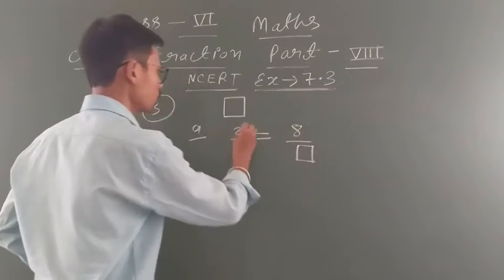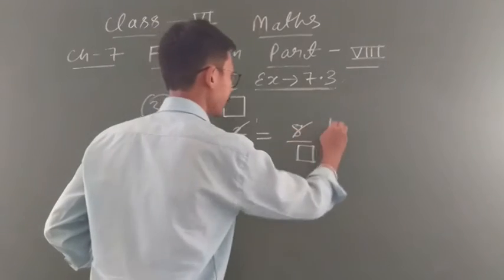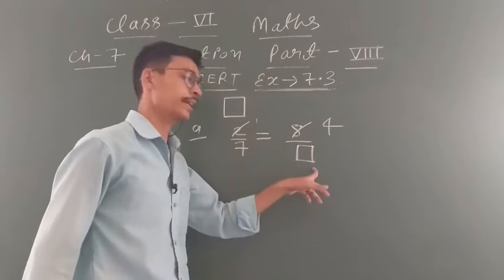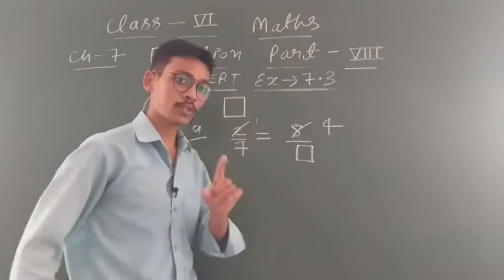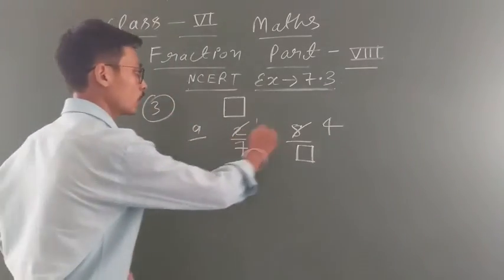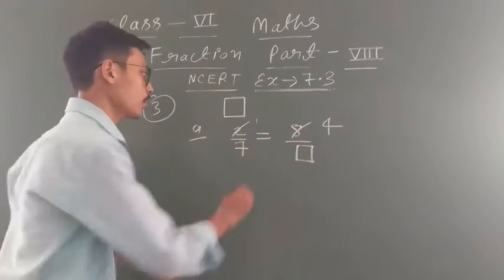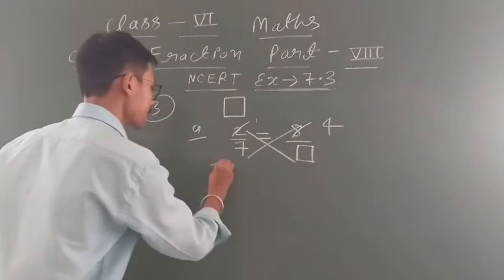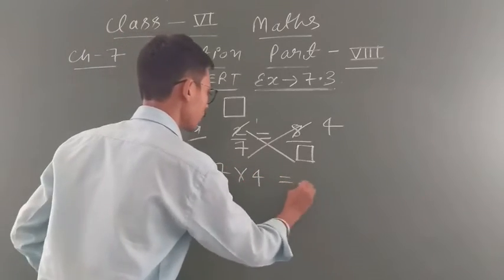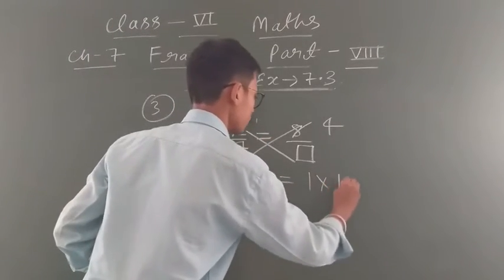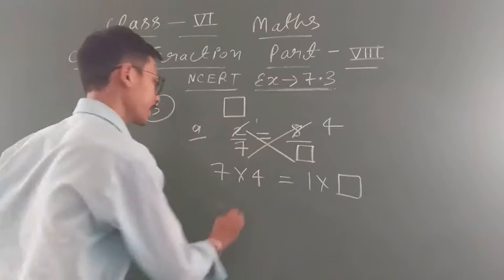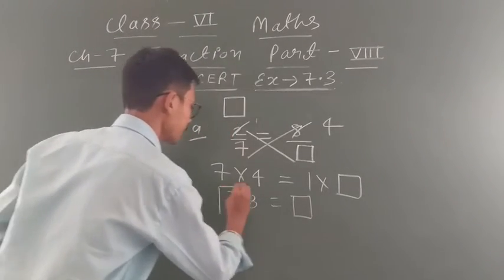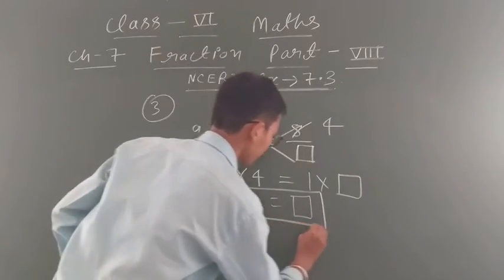So now student, you know that 2 ones are 2, 2 fours are 8. Why can we not reduce this numerator and denominator? Because this is the cross. Okay, student? Cross multiplication. Now you can do the cross multiplication. 7 into 4 is equal to 1 into box. So see, student, what is the value of box? It is 28.